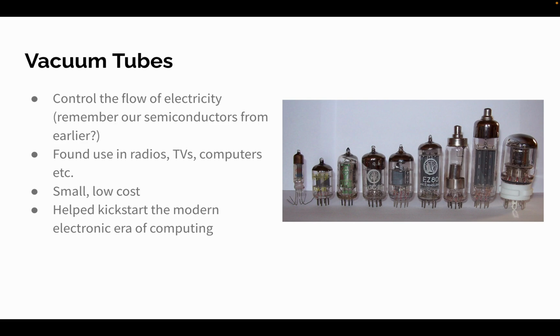Vacuum tubes. Okay, these are weird looking things. These control the flow of electricity. Do you remember our semiconductors from earlier that could be used to control the flow of electricity? Well, these are the predecessors of those. They're a bit unruly, especially in comparison to modern technology. But they were found in radios and TVs and computers of the time. By the standards of the day, they were small and low cost. But they managed to kickstart this modern electronic era of computing.